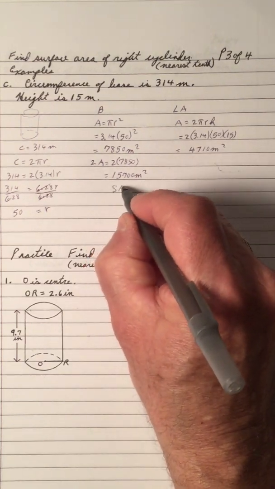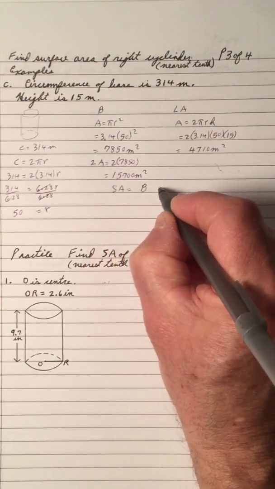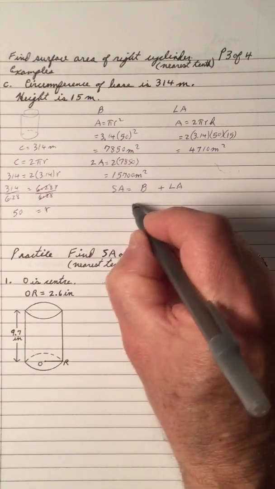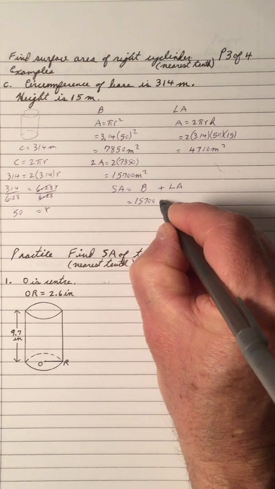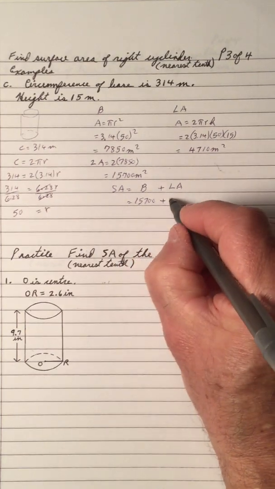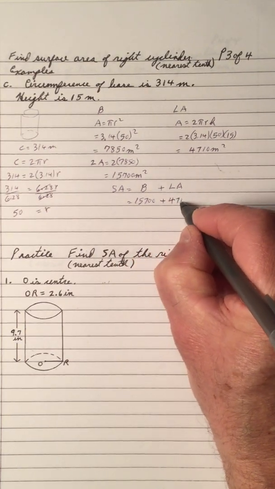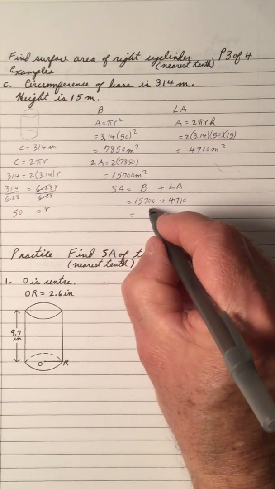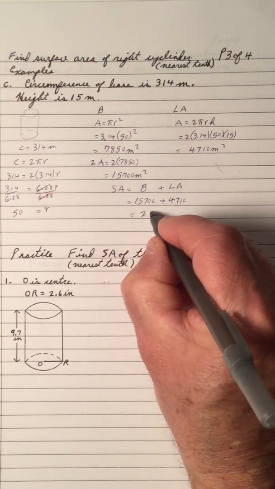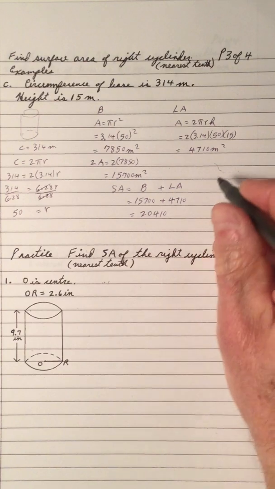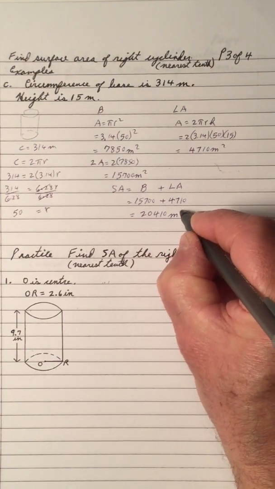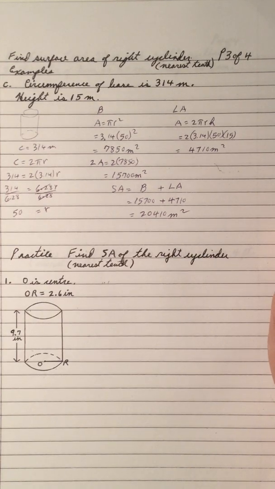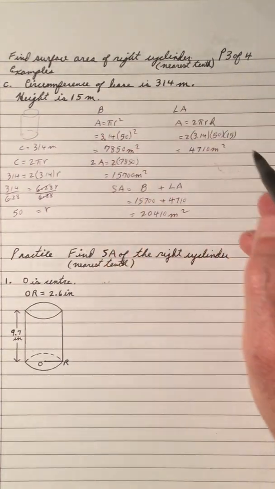So the surface area is the total base area plus the lateral area. The base area is 15,700. The lateral area is 4,710. And when you add all of them up, you get 20,410. And it's in meters, so it's square meters as the surface area of that right cylinder.